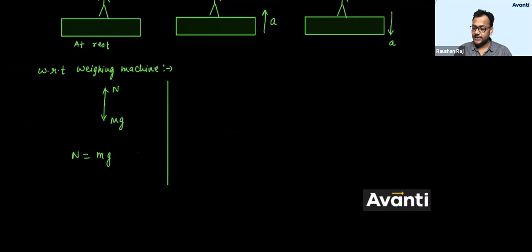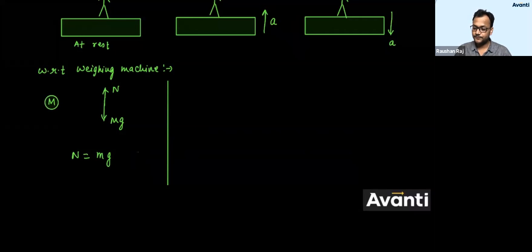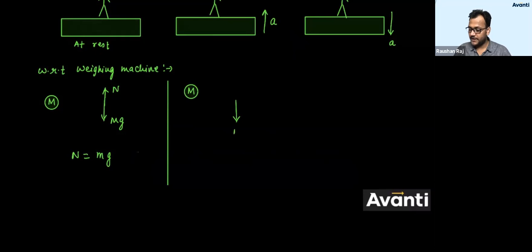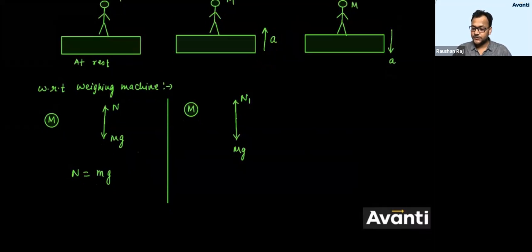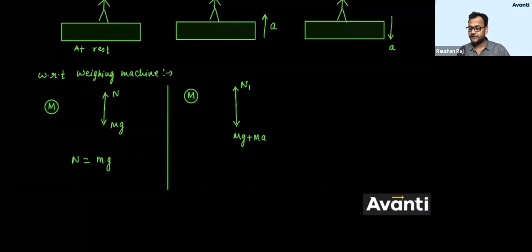Second case, guys. In second case, I'm drawing the free body diagram of m. ठीक है, please be careful. I'm drawing the free body diagram of the man of mass m. ठीक है, तो इसमें क्या होगा चलो, downward force will be mg. Upward force क्या बच्चा, मान लो that normal reaction is N1. Now this weighing machine is moving upward with acceleration a, so pseudo force will act downward with mass of the object and acceleration of the reference frame, so ma.